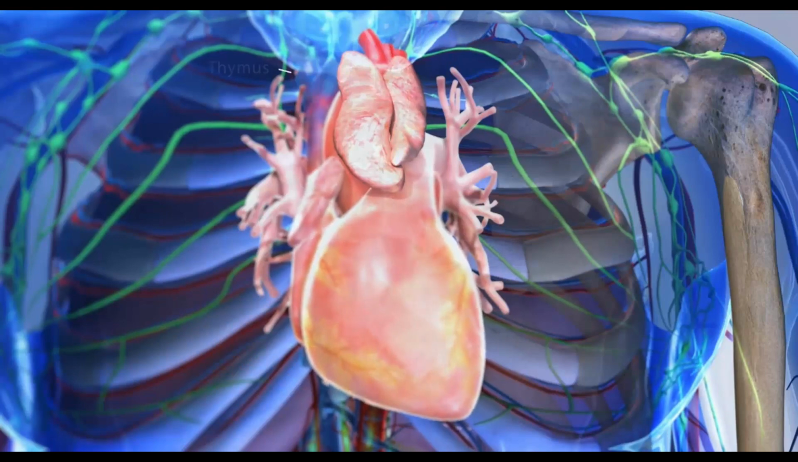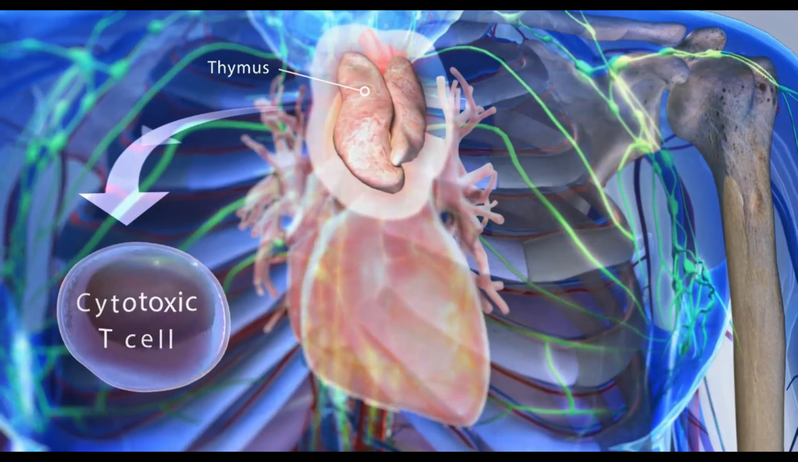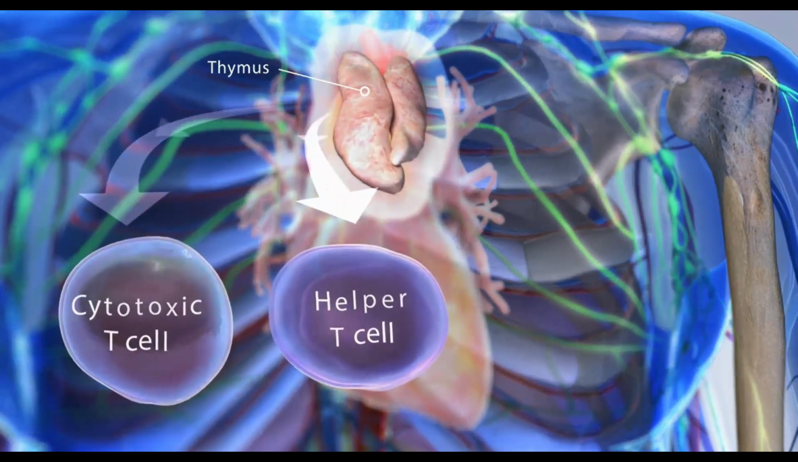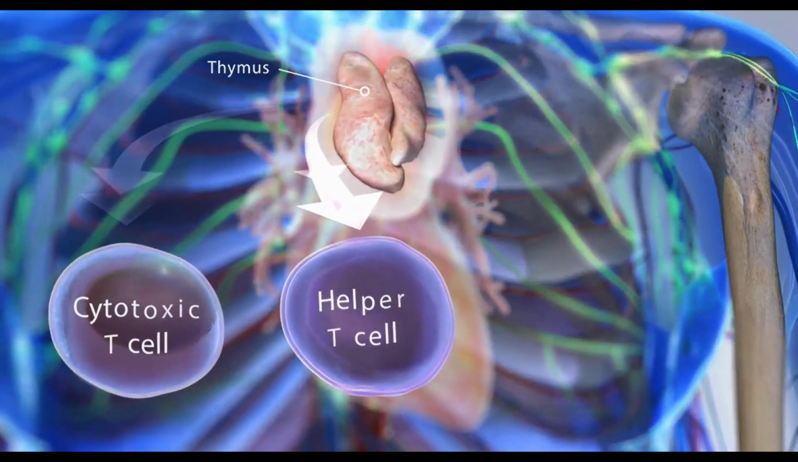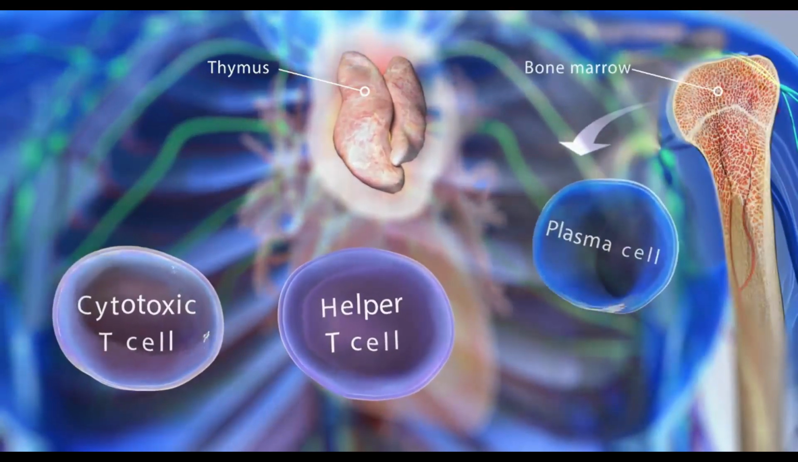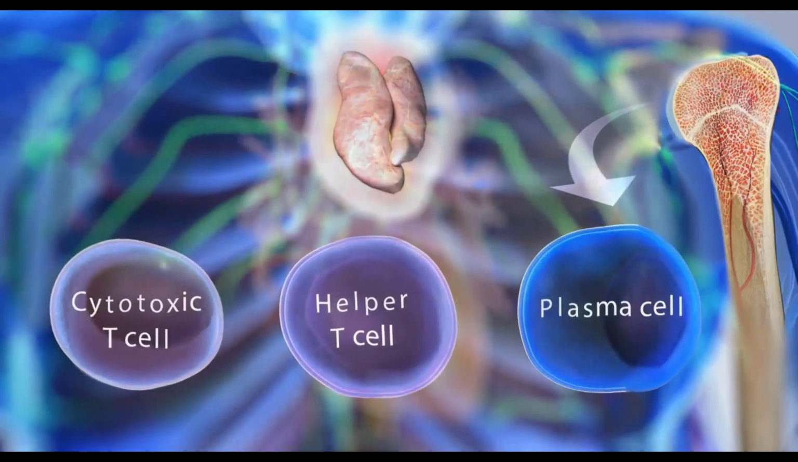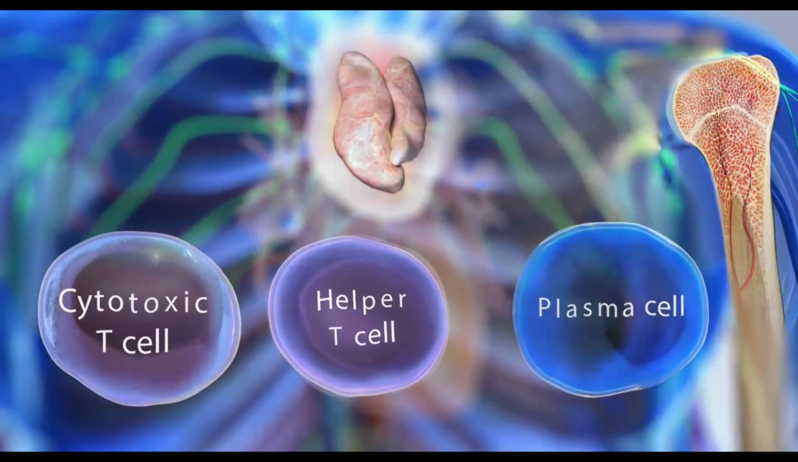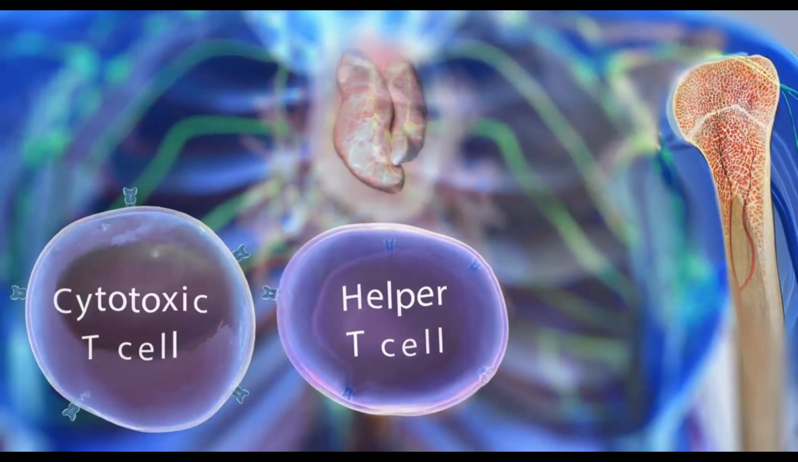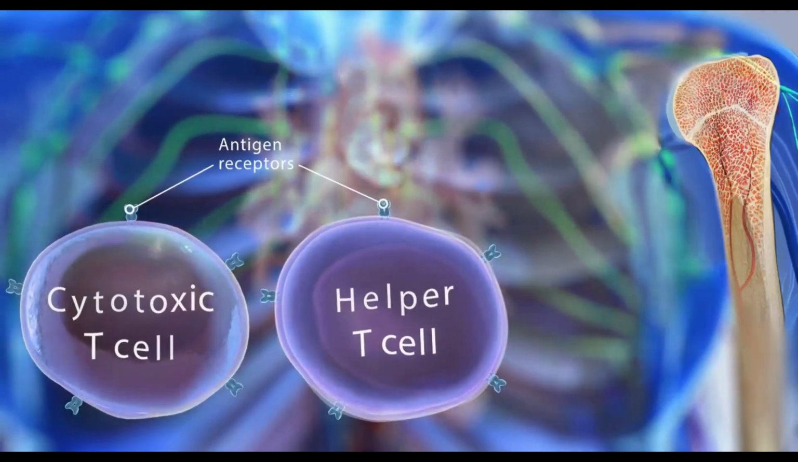T lymphocytes mature in the thymus to become either cytotoxic T cells, which directly attack diseased or foreign cells, or helper T cells. Helper T cells aid the immune responses of both cell-mediated and antibody-mediated immunity. B lymphocytes mature in the bone marrow to become plasma cells, which produce antibodies. During the maturation process, these lymphocytes develop the ability to carry out adaptive immune responses through the insertion of distinctive proteins, called antigen receptors, into their plasma membranes.